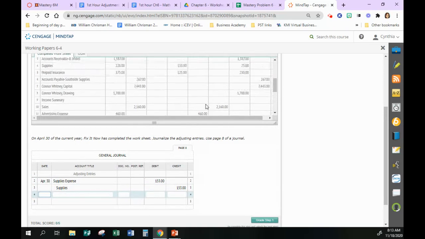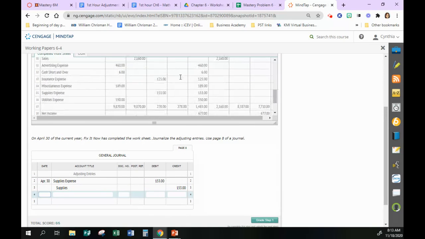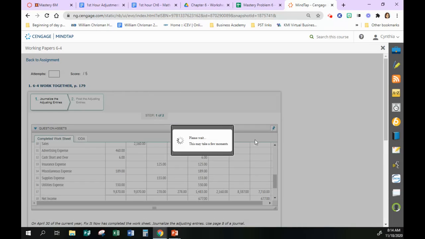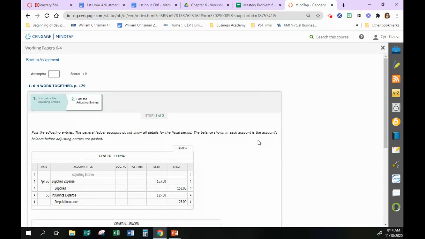And I know that from looking up here at my entries. Then the second one is insurance expense, $125, and prepaid insurance for credit for $125. Again, I know that from the worksheet. Grade that step, and then you're going to go on to the next step where you post those.